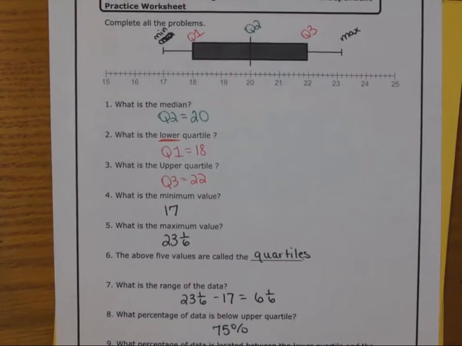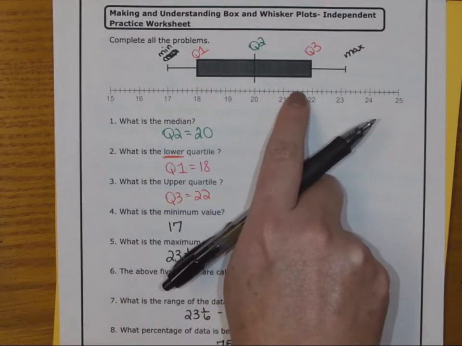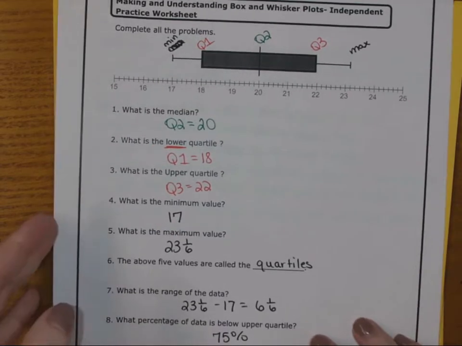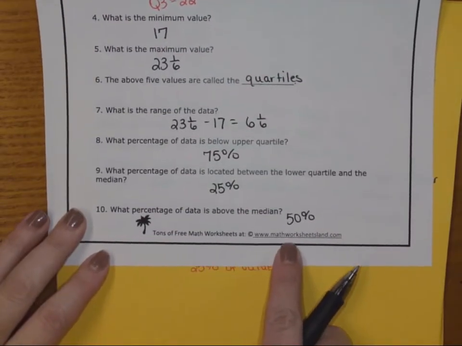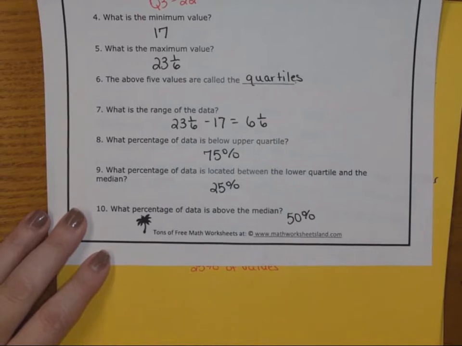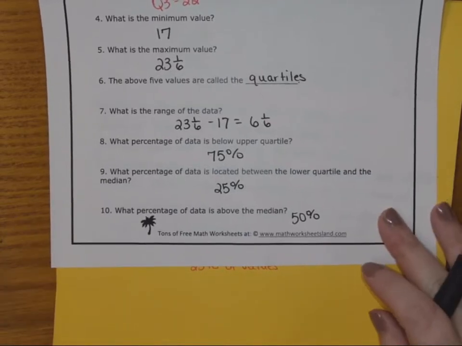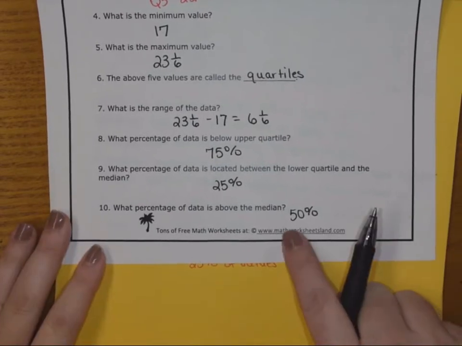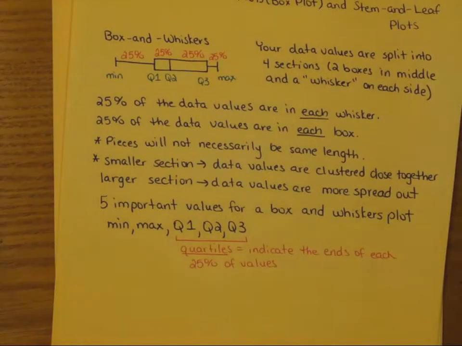So what we're going to practice next is how do we go from data values to drawing our own box plot, our own box and whisker plot. By the way, this is a great source for you if you ever teach math. Mathworksheetsland.com. There's all kinds of free sources out there. There's paid sources out there too, but I always try to find free worksheets. I left that on there so you could look and see what you think about that site.